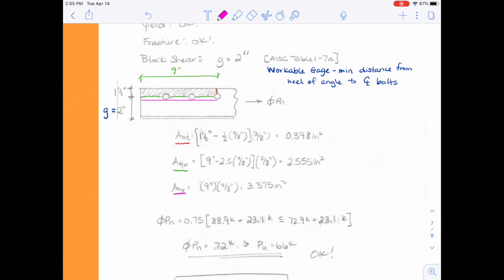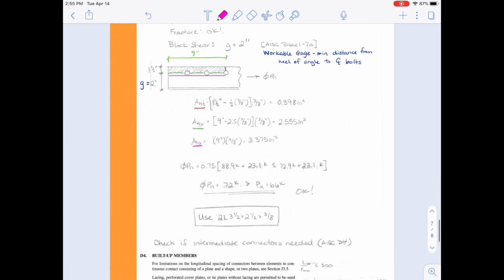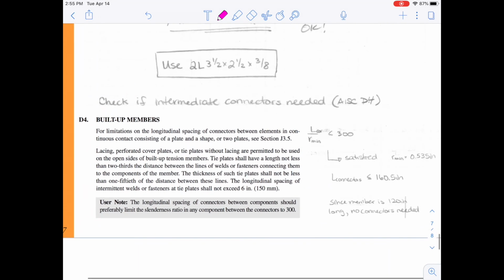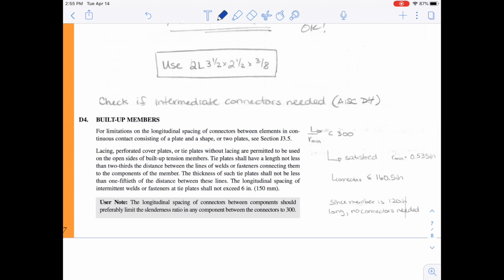All right, so we run through our calculations. We see that this one works for block shear, so it is okay. So we've now successfully designed this particular member. Remember, this was a double angle, so we designed just one angle. We'll have to use a double angle, so use a 2L 3.5 by 2.5 by 3/8, and that will satisfy our design.